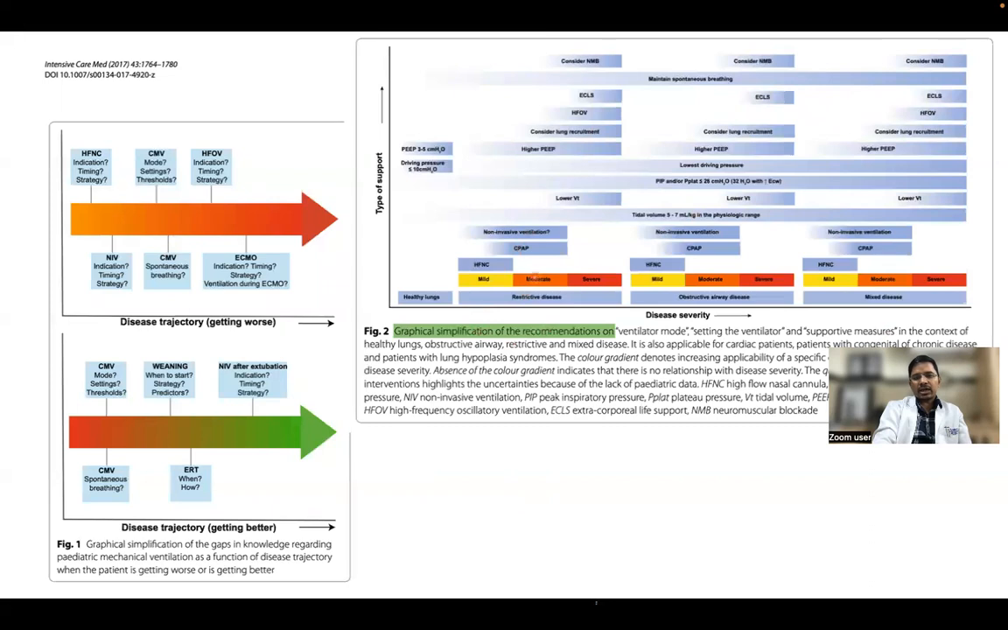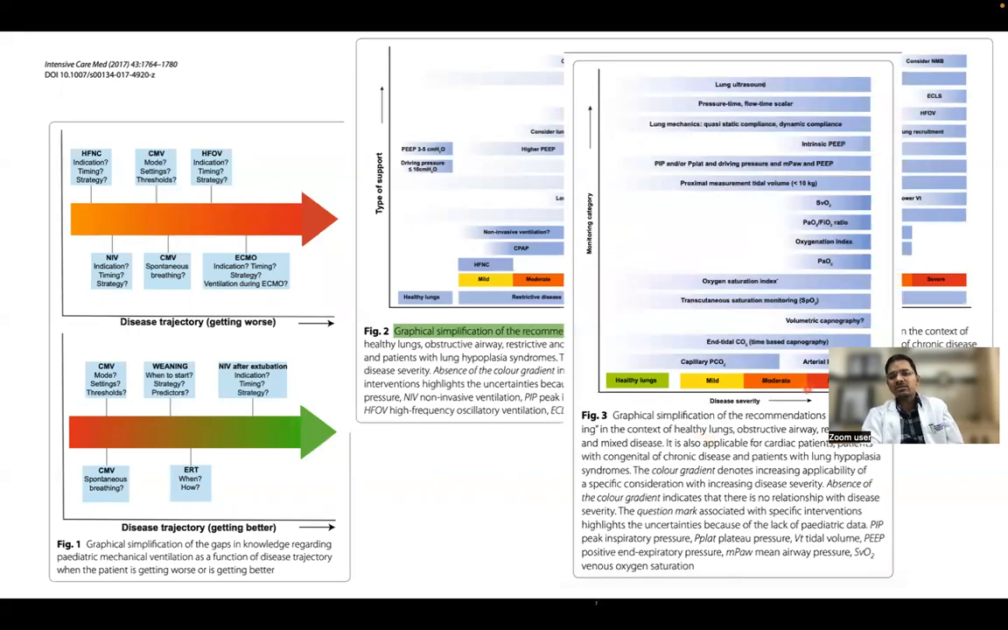You can see that as per the disease, whether restrictive disease, obstructive airway disease, or mixed disease, in all the conditions, whenever the disease severity is increasing, we are increasing our support: high frequency oscillatory ventilation, extracorporeal life support, neuromuscular blocking agent. But the important thing to understand is, whenever the lung condition is poor, we always reduce the tidal volume to 5 to 7 ml per kilo. That is called lung protective ventilation, and we also keep the plateau pressure below 28. And whenever the disease severity increases, we also monitor the patients more invasively.